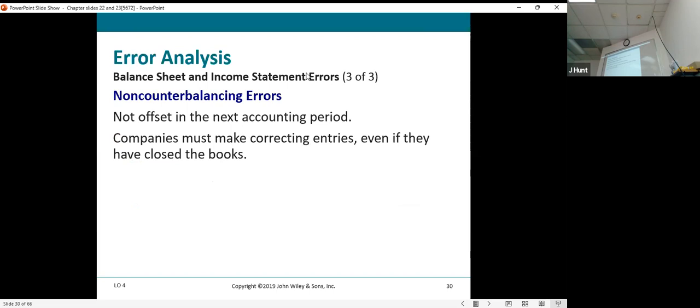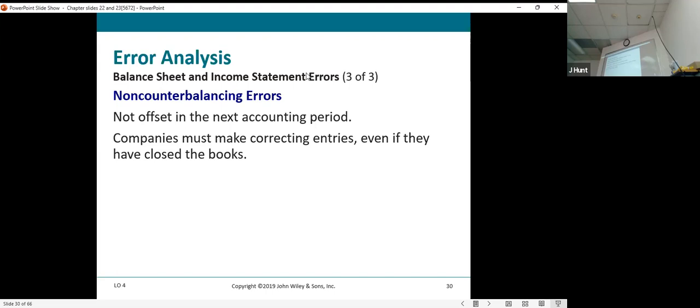Now, non-counterbalancing errors. These are the ones that do not correct in the next accounting period. And you must, that's the key word, you must make adjusting entries even if the books are closed. So that's a must. That's not an, if I feel like it. We don't use those words often, so that's a big word in accounting.